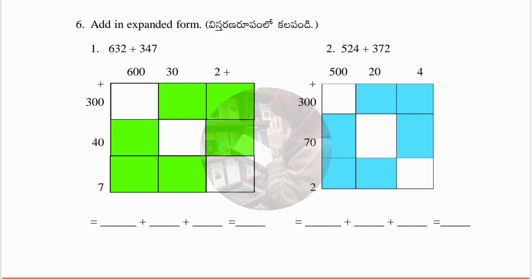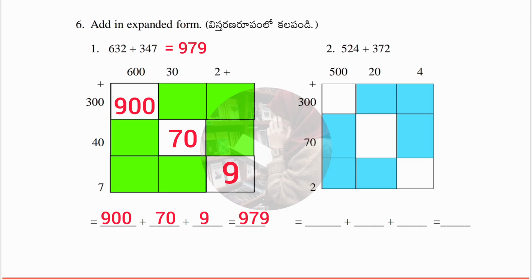Okay, let's count it down guys. 600 plus 300 is 900. Like that, 40 plus 30 is 70. Then 7 plus 2 is 9. Write down the expanded form of these numbers in a block: 900 plus 70 plus 9, which is equal to 979. Okay, understood? So the addition of 632 plus 347 is 979.